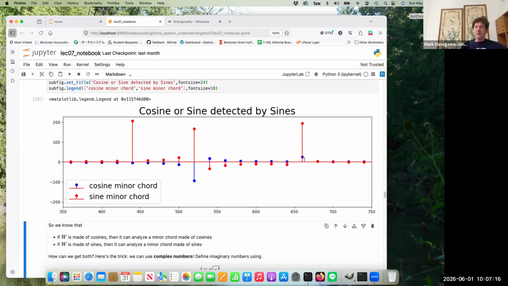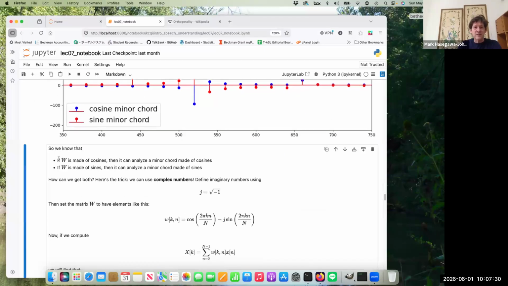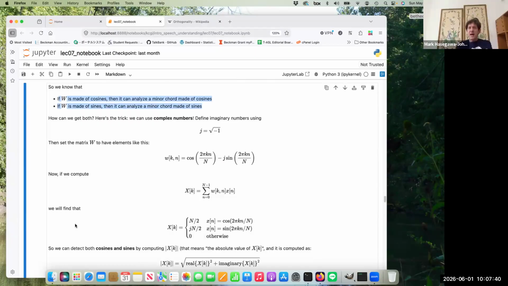And so somehow we need to include both the cosine and the sine together in the W matrix in order to be able to analyze the difference between the major chord and the minor chord. If W is made of cosines, then it can analyze a minor chord made of cosines. If W is made of sines, then it can analyze a minor chord made of sines. We need to somehow include both. We can't just add them together because then we have something that's neither a cosine nor a sine. And so instead, we use this trick called complex numbers.